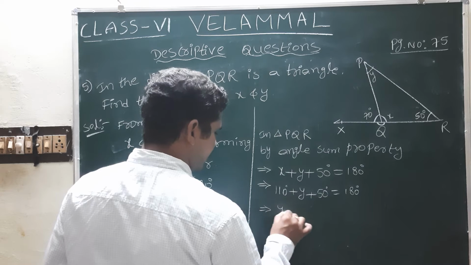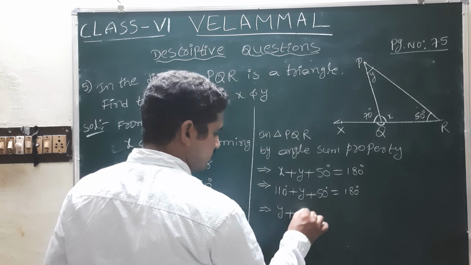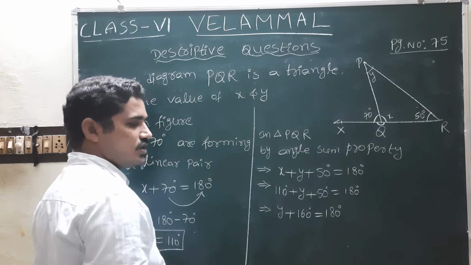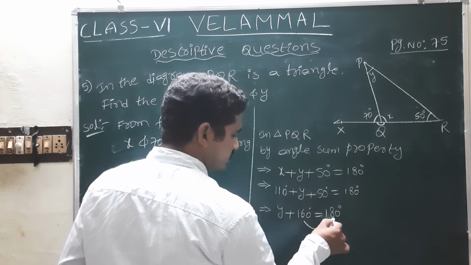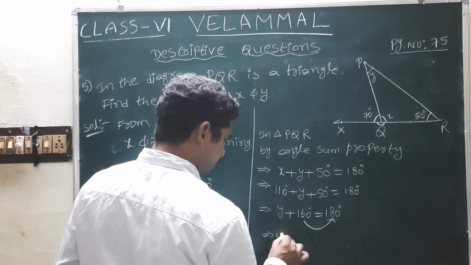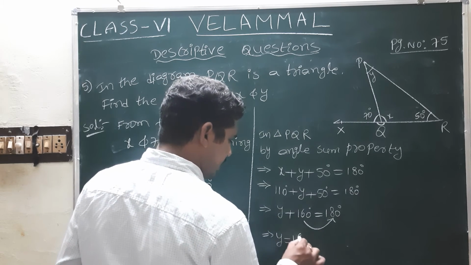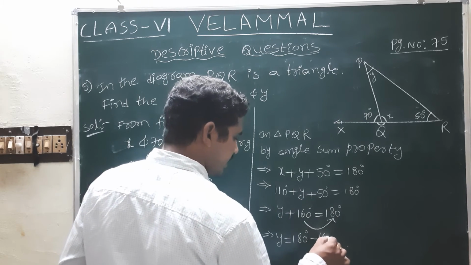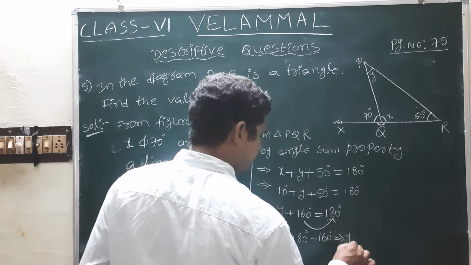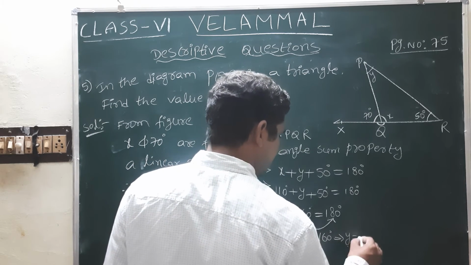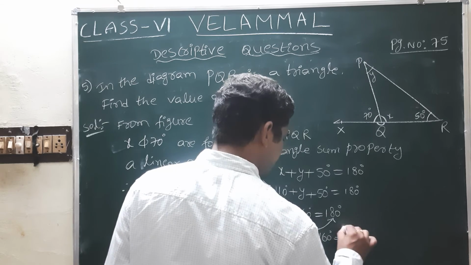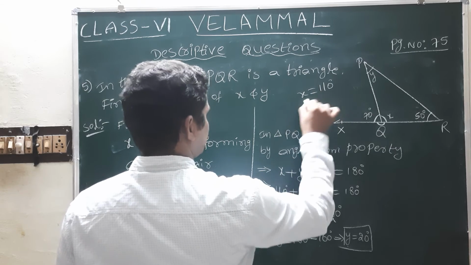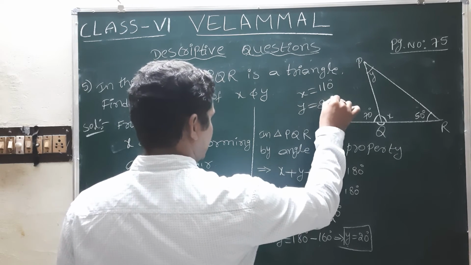So y plus 110 plus 50, that is y plus 160, is equal to 180. Actually, we need to find the y value, so we send 160 to this side. y is equal to 180, and 160 is positive on this side; if it comes to this side, it will be negative. So we get the y value as 180 minus 160, equal to 20 degrees. The x value we got is 110 degrees and the y value is 20 degrees.